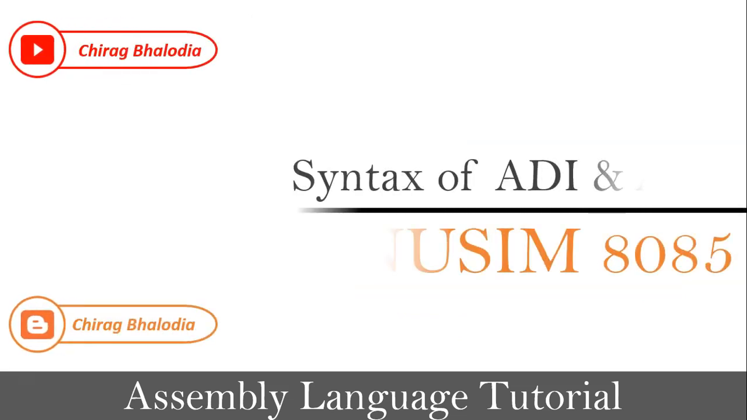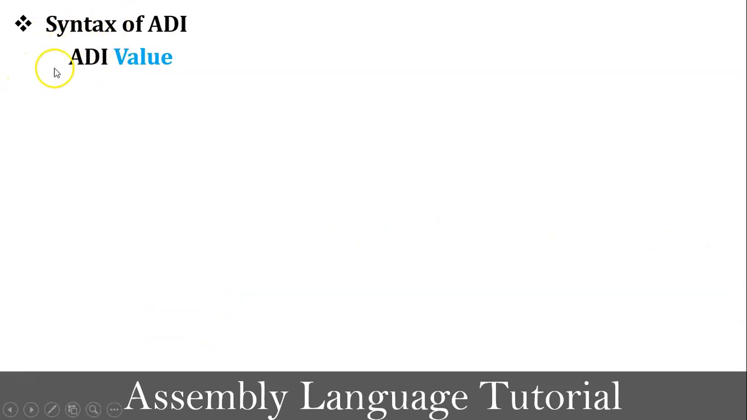The next topic is the syntax of the ADI and ADD instructions. In this topic, I discuss how to write the instruction whenever you write a program in Microprocessor 8085. First of all, the syntax of the ADI instruction is ADI value. Here, ADI is the instruction, and then you write the value which you want to add to the accumulator content. For example, how can we write this syntax in programming? It is ADI 03. Here ADI is the instruction and 03 is the value. So 03 is added with the accumulator content.